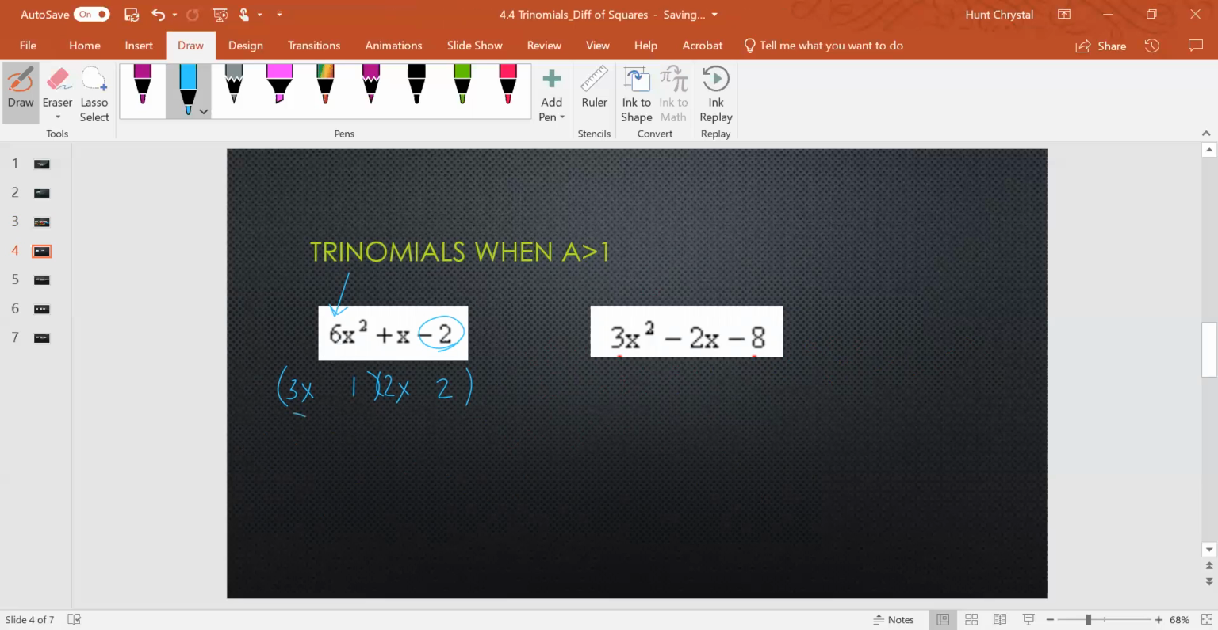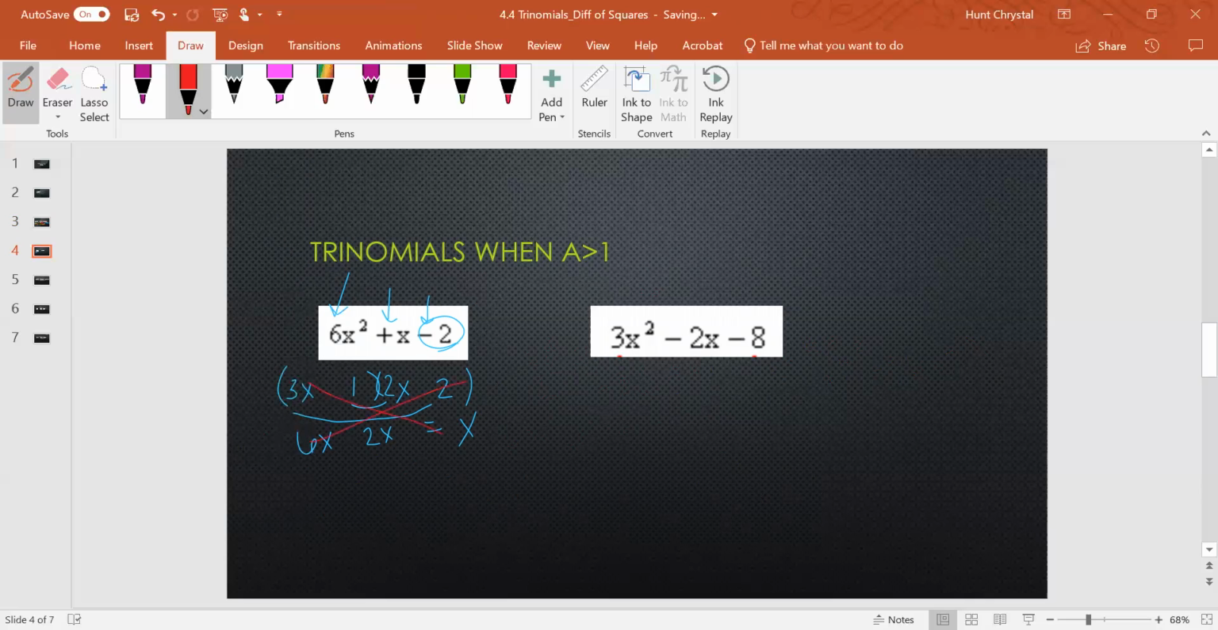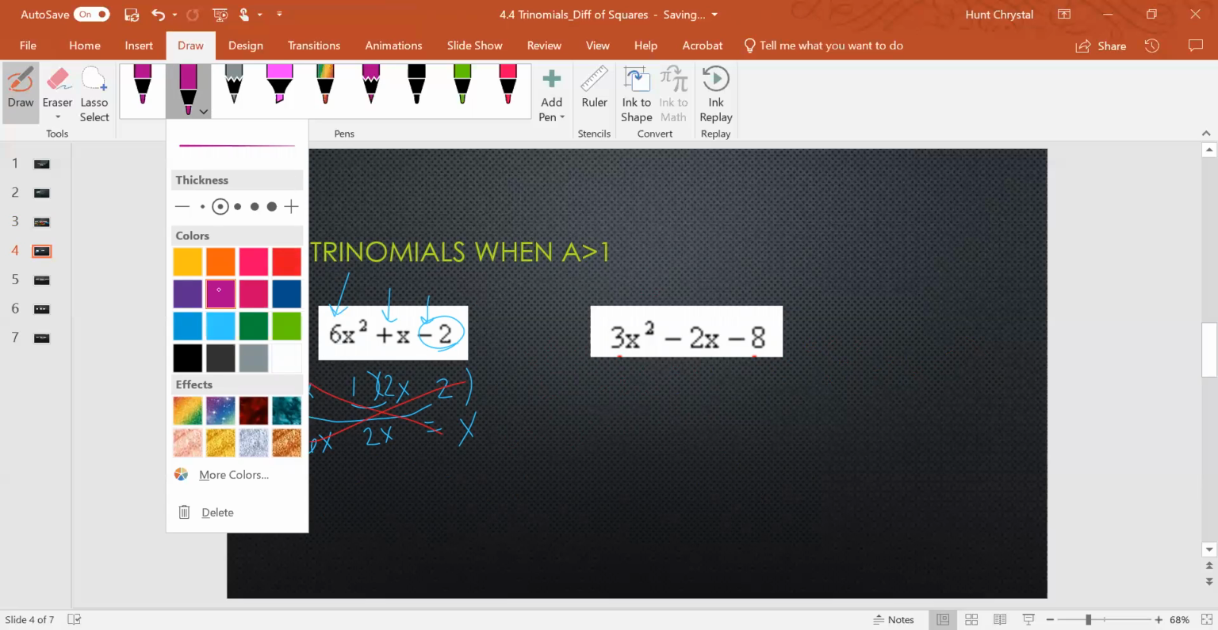And I'm going to test with my outside and inside term. So here I'm going to have a 6x and a 2x. Now, is there any way for that to subtract to give me 1? That's what you're looking for. And we're looking at that going, nope, that's not possible. So we're going to cross that one out and say, well, that specific combination did not work. So let's try something else.